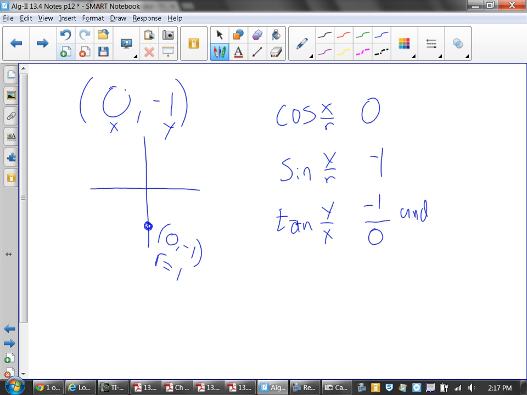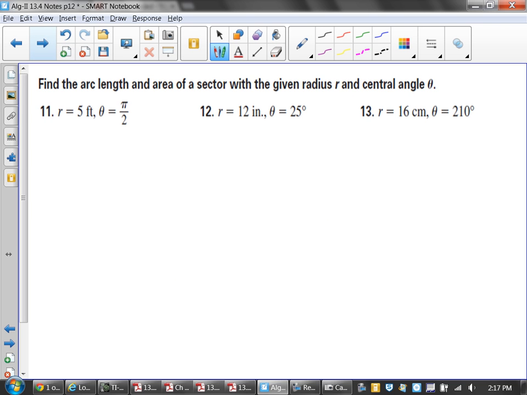The other questions that have come up so far today was, oh boy, how do I work with area of sectors and arc length? It's been a while since we've done this. Remember, arc length was given to you in terms of s, was your radius times theta. And what was theta always in? Radians. Theta was always in radians.